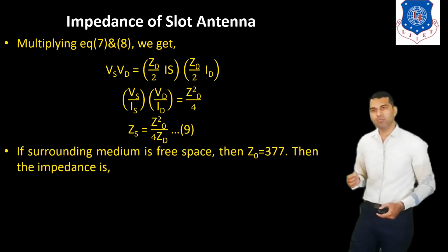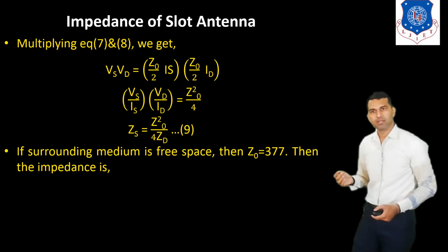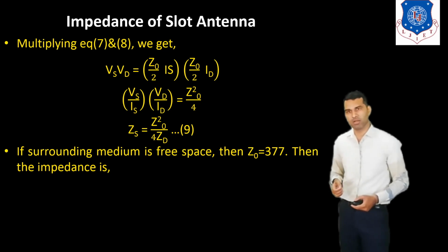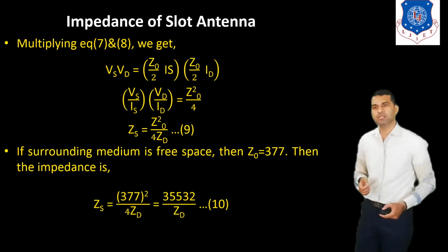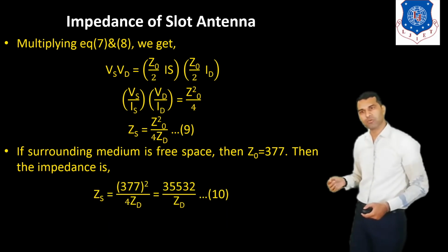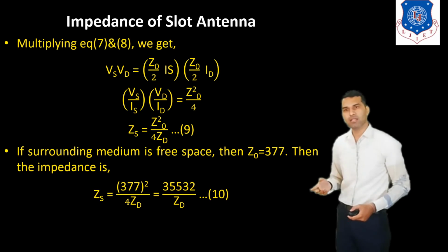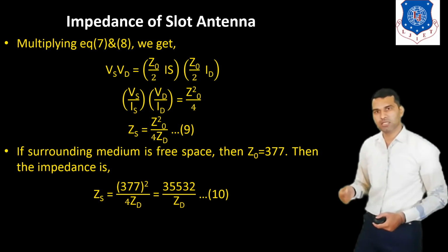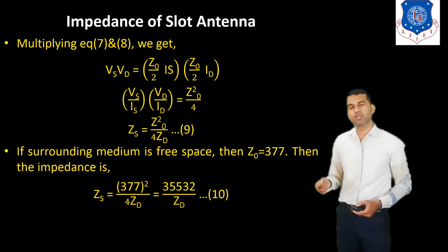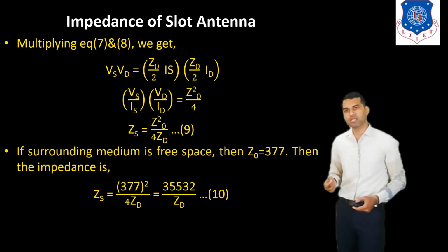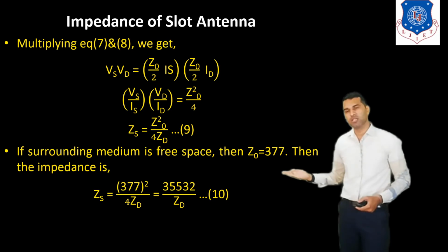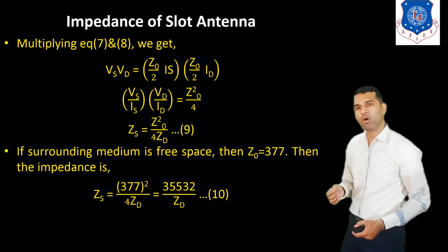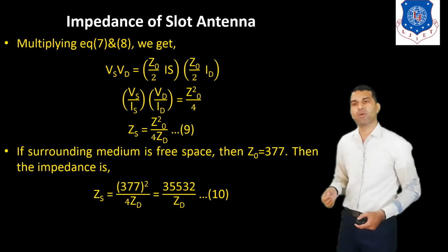If the surrounding medium is free space, then we know that the impedance of free space is 377. Then we can write Zs is equal to 377 square upon 4Zd. That means instead of Z0, we have put the value of Z0, which is 377. When we solve this, we get Zs is equal to 35532 upon Zd. So this is the value of Zs.